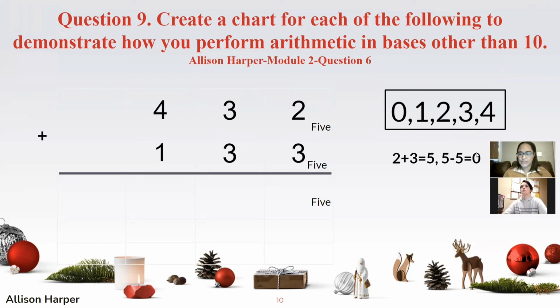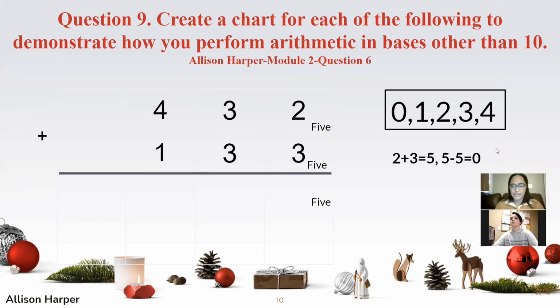Okay, so first things first, we're gonna take 2 plus 3, which equals 5. But if you notice, 5 is not one of our numbers that can be in our answer. So what we do is we do 5 minus 5, which is 0. So we put our 0 and we carry our 1.